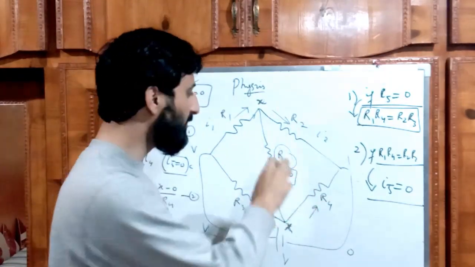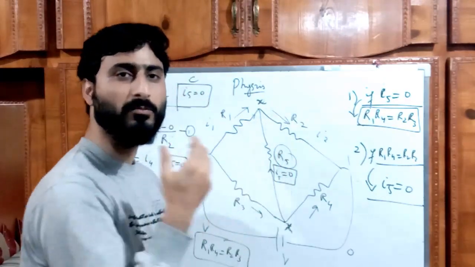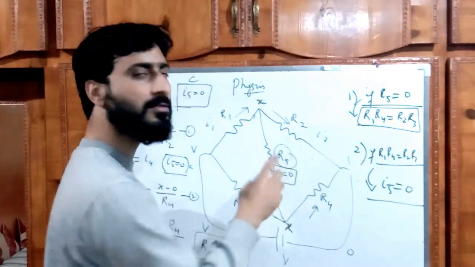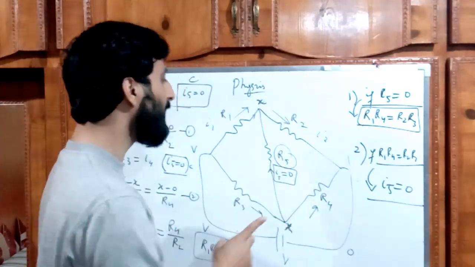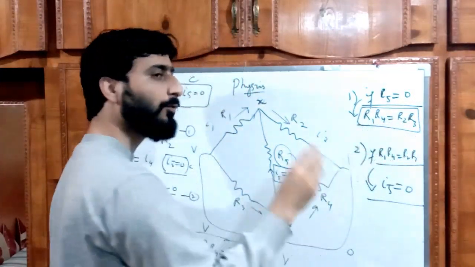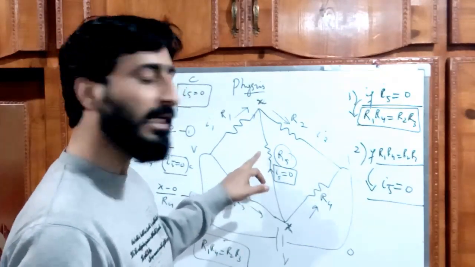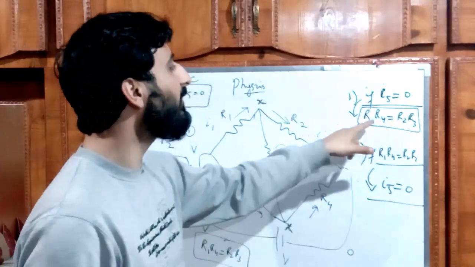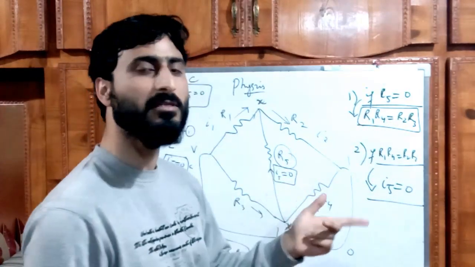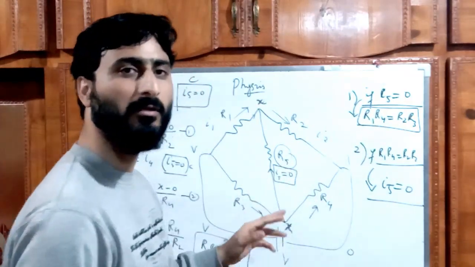R5 means we are just designating this resistor. We are giving it a name R5. Otherwise, it can be any value, 10 ohms, 1 ohm, whatever. So it is said to be balanced when the current through it is 0. Point number 1. Point number 2. Whenever that current is 0, we get this relation. So we have two options. Either it should be given in the question that this current is 0. If it is given, automatically we will conclude that the product of these two opposite resistances is equal to the product of these two opposite resistances.